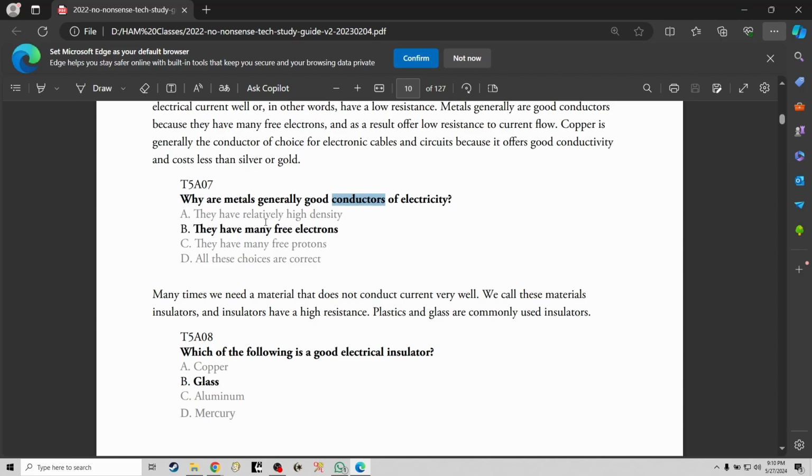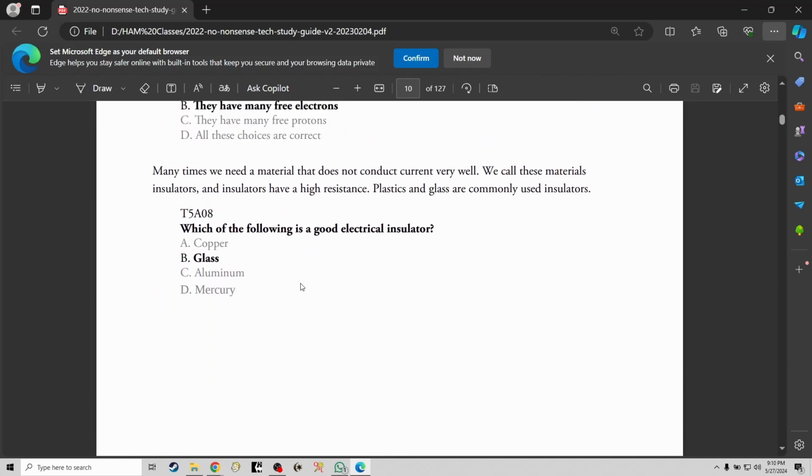Why are metals generally good conductors of electricity? Because electricity can pass through them, and in order for electricity to pass through something, it needs a little bit of free space in between the makeup of the material. So they have a lot of free electrons making up the metals. That's why they're good conductors.